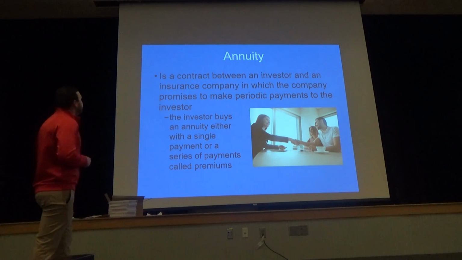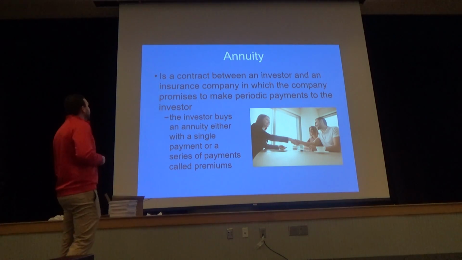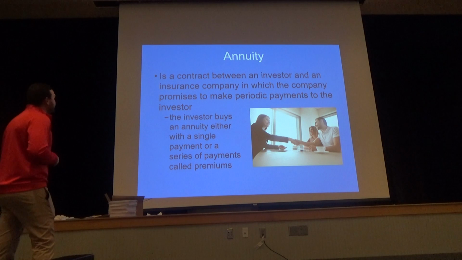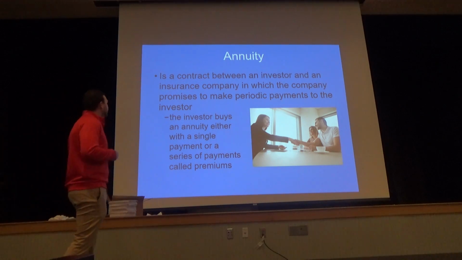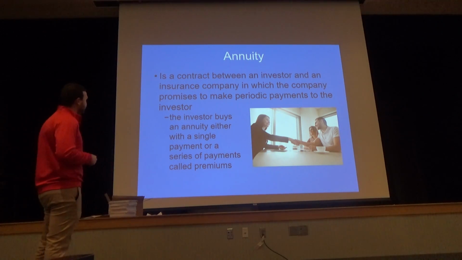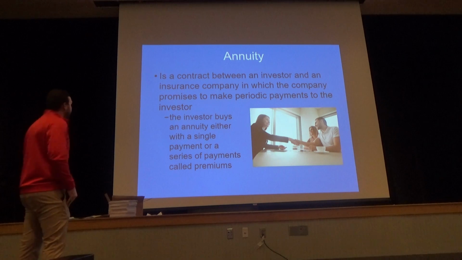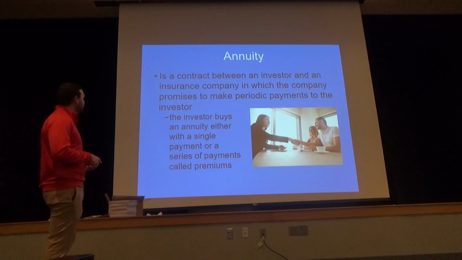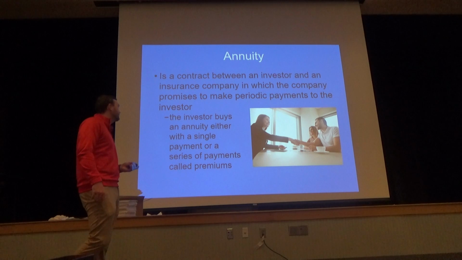An annuity is a contract between an investor and an insurance company in which the company promises to make periodic payments to the investor. The investor buys an annuity either with a single payment or a series of payments called premiums.